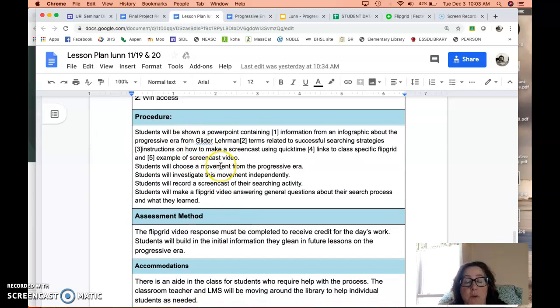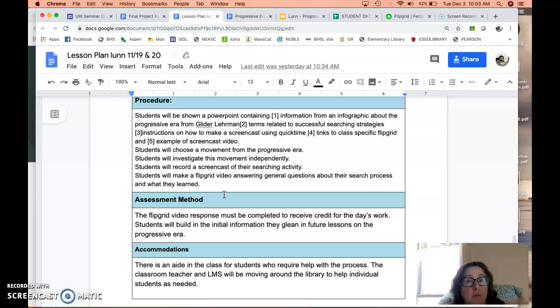What we did was give a brief overview, which I will show you in a second, and the students would choose a movement from the Progressive Era. Then we showed them how to make a screencast and had a Flipgrid at the end for their reflection.